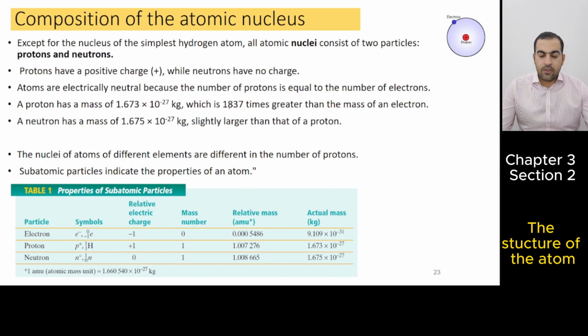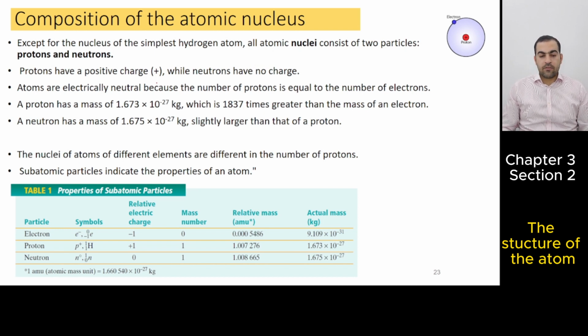Composition of the atomic nucleus. Guys, in the nucleus of each atom, we have protons and neutrons, except the simplest hydrogen atom that contains only one proton and doesn't contain a neutron. Look, it's written: except for the nucleus of the simplest hydrogen atom, all atomic nuclei consist of two particles, protons and neutrons.